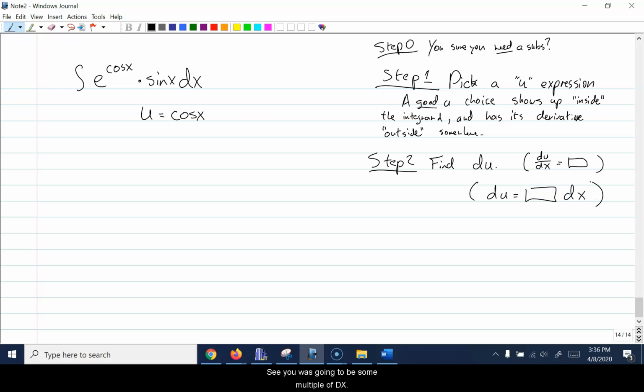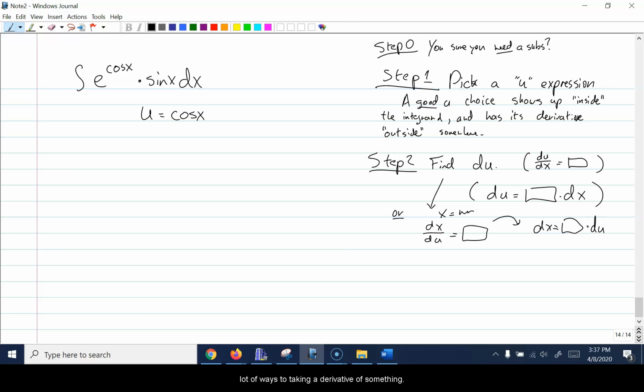Du is going to be some multiple of dx. Or, you don't have to find du dx. Maybe you have x equals some stuff, and you can write dx du equals the derivative of that. So dx is that stuff times du. There's two options here. Either I have a formula for u or I have a formula for x. Either one works. Sometimes you can have x stuff and u stuff on both sides. There's kind of a lot of ways at this, but mostly it boils down to taking a derivative of something.